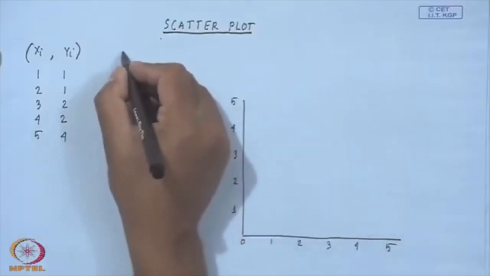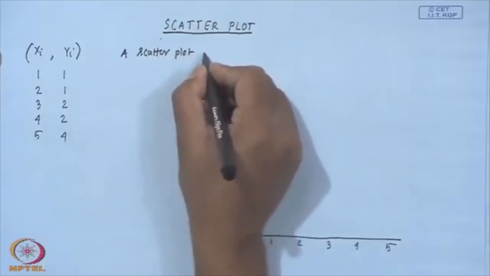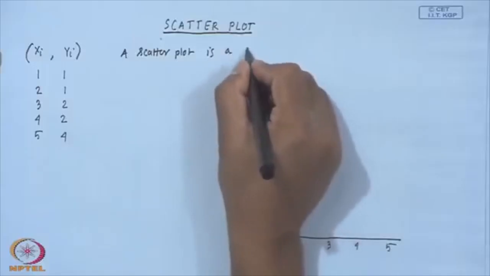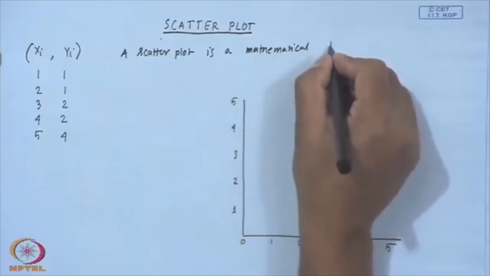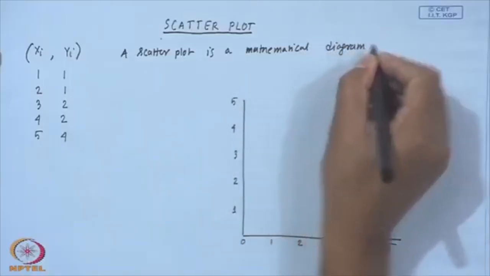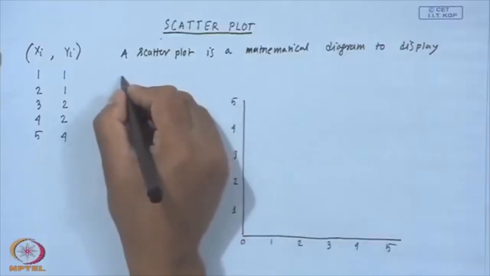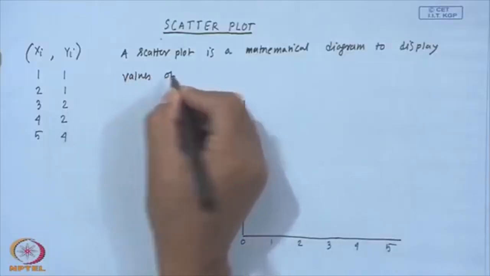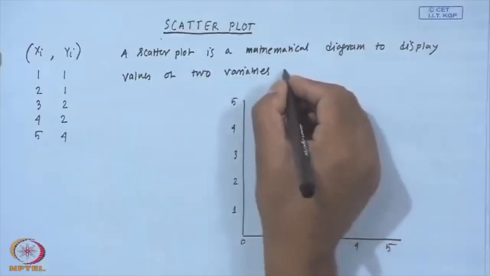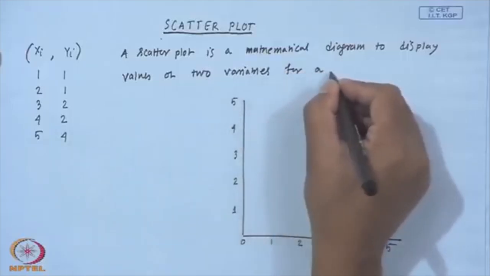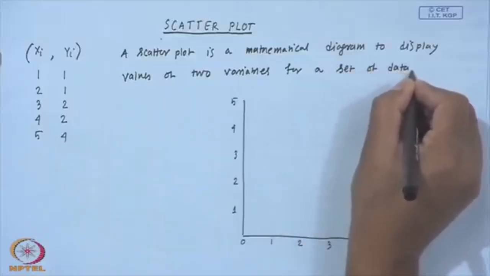Formally you can say that a scatter plot is a mathematical diagram to display values of 2 variables for a set of data.